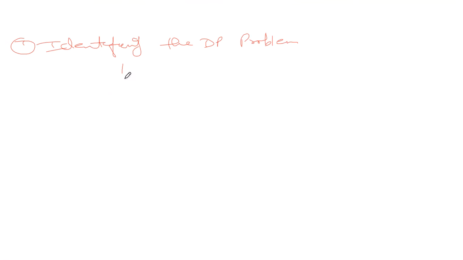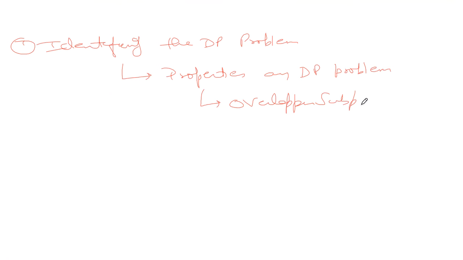We discussed different kinds of properties that any DP problem will have. We discussed what we mean by overlapping subproblems. We discussed optimal substructures as well.